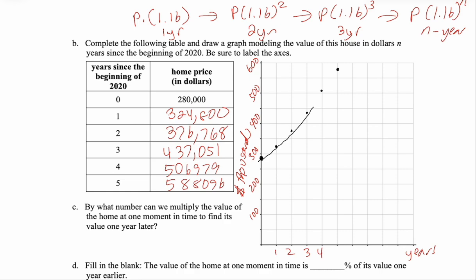So you can see that curvature. You can see that exponential growth because the home prices were going upward. If we could go backwards in time, which we can't, that graph would scooch that way. This end is getting higher and higher and higher. So we can multiply by 1.16 again and again and again each year. So the value of the home at one moment in time is 116% of the value from a year before.